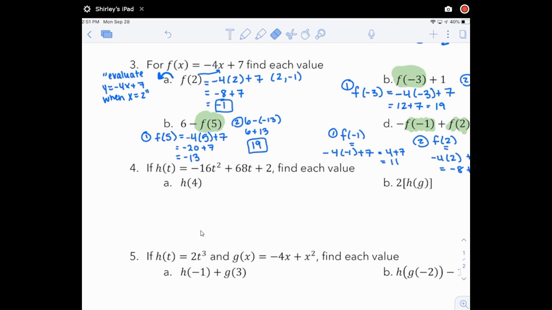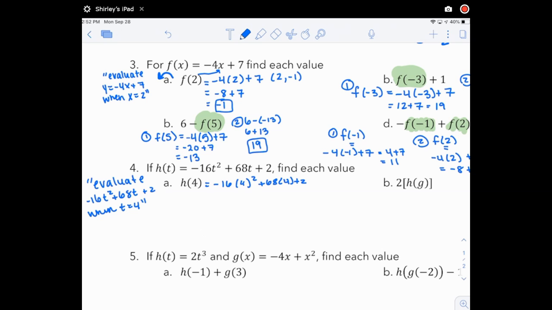So question A says find H at 4. And again, that's just a really fancy way to say evaluate negative 16t squared plus 68t plus 2 when t equals 4. It's just a shorthand way of saying that. So I'm going to take 4, I plug it in for t. So that means I get negative 16 times 4 squared plus 68 times 4 plus 2.